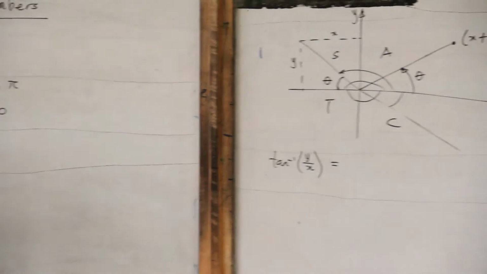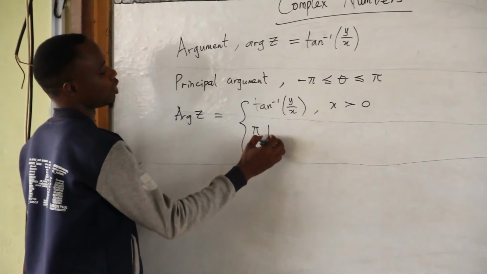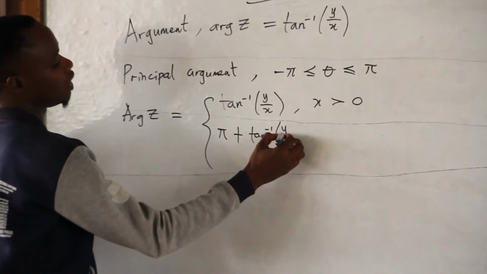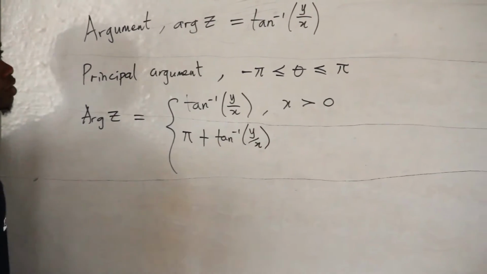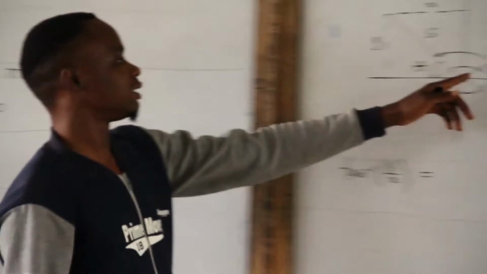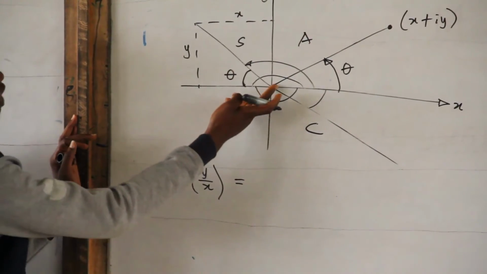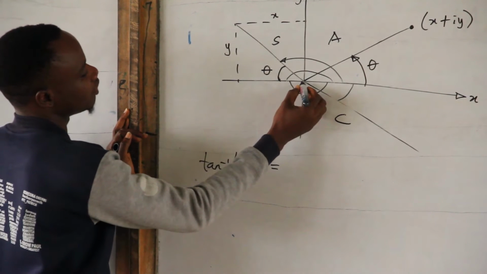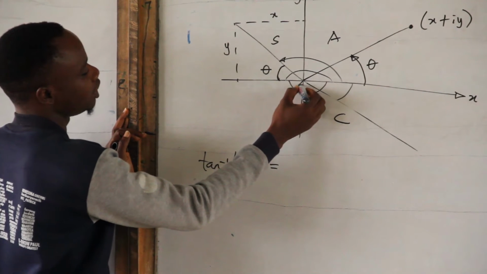Alright, so you're going to have that to be equal to pi plus tan inverse of y over x. That is what you obtain right here. So, what if you are working in this, please listen now. What if you are working right here? How do you go about it?